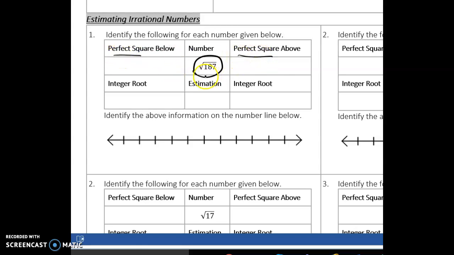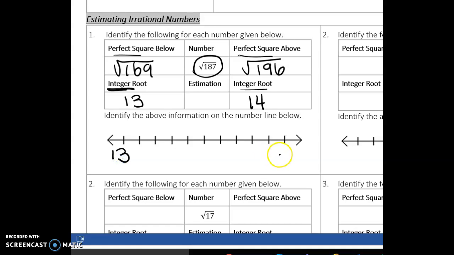In this case, I am between the square root of 169, which has an integer root. So an integer root means what whole number is multiplying itself to get 169, and that would be 13. And then the other perfect square would be 196. Its integer root, the whole number that multiplies itself to get 196, is 14. So on my number line, I have 13 and I have 14. My halfway mark will be 13.5.